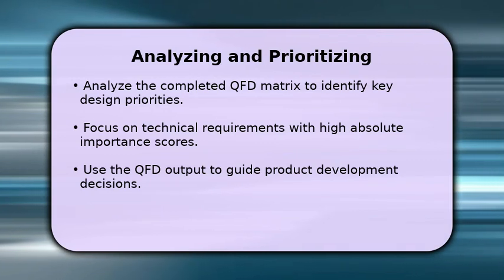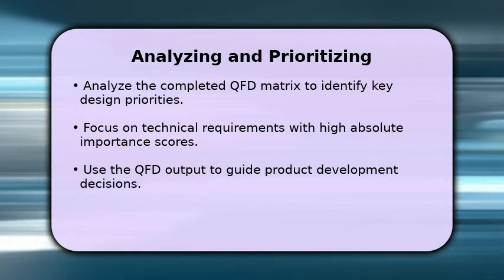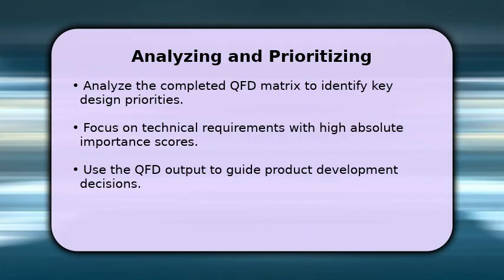With your QFD matrix complete, it's time for analysis. Review the absolute and relative importance scores of your technical requirements. These scores will clearly highlight which hows are most critical for satisfying customer what's. This data-driven approach helps prioritize design efforts and resource allocation. Remember, QFD is an iterative process. You can refine your matrix as you gather more insights or as project requirements evolve, ensuring continuous improvement in your product or service.